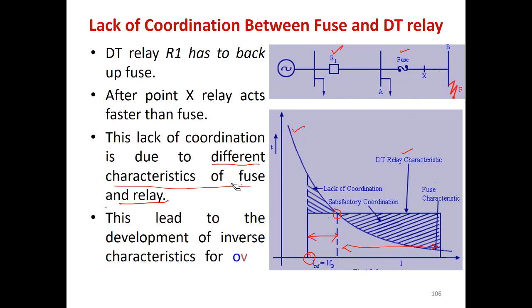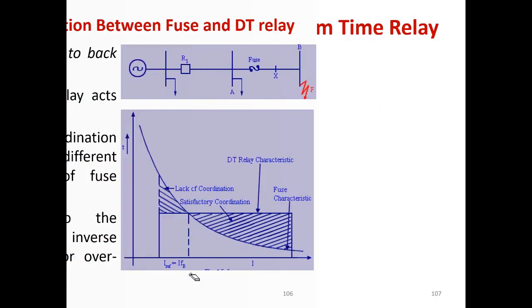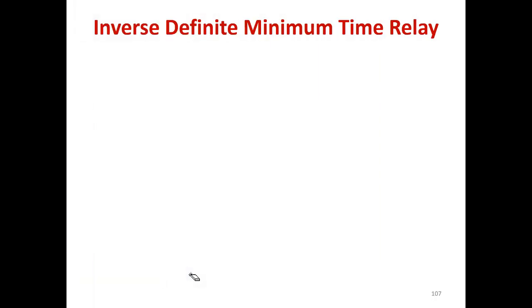This led to the development of the inverse characteristic of the overcurrent relay. In fact, this phenomenon led to the development of the inverse characteristic of the overcurrent relay. So gradually the relays were developed having inverse characteristics. Okay, so let us see this. Then the inverse definite minimum time relay came into the picture.